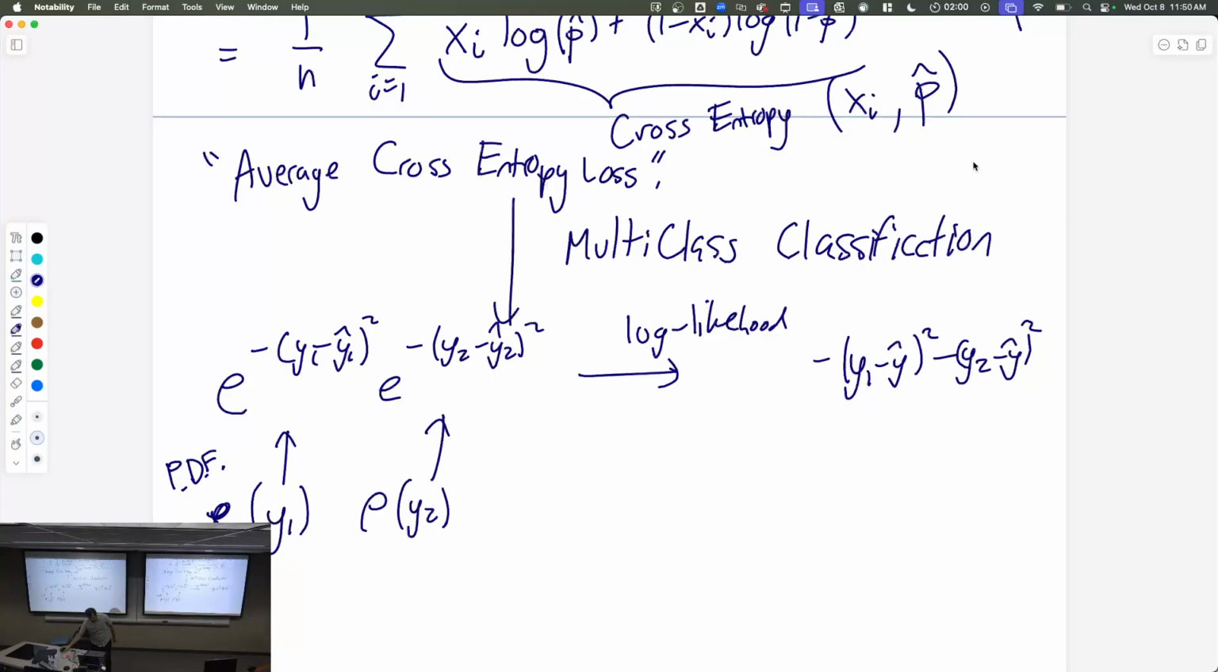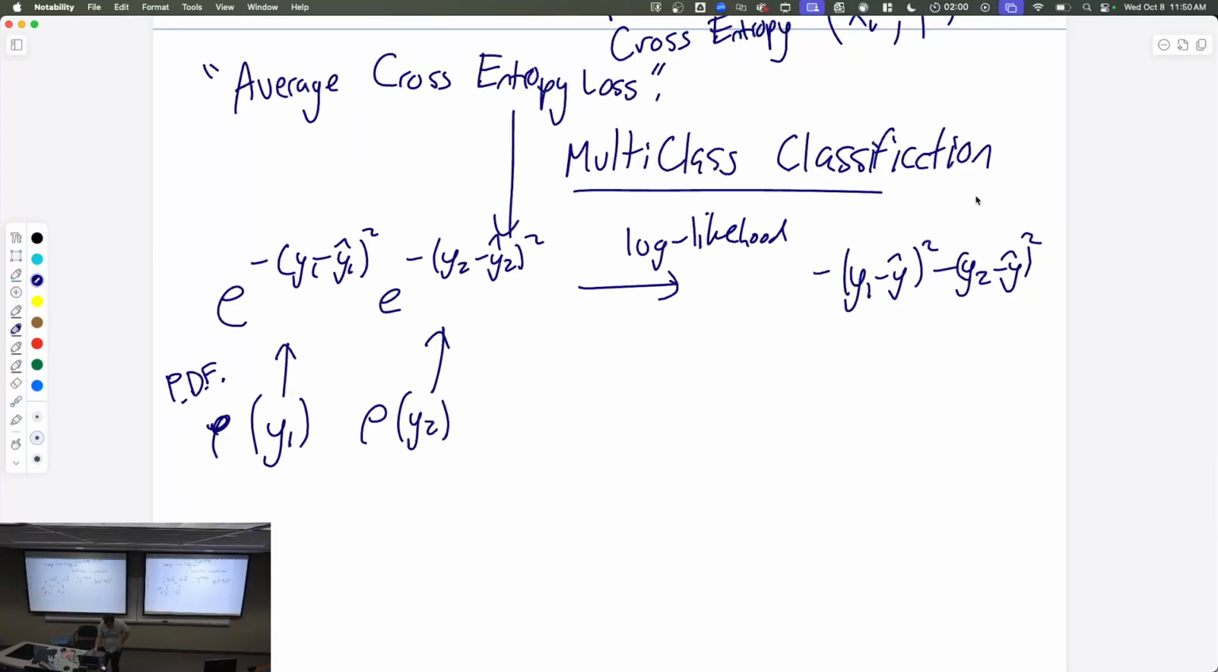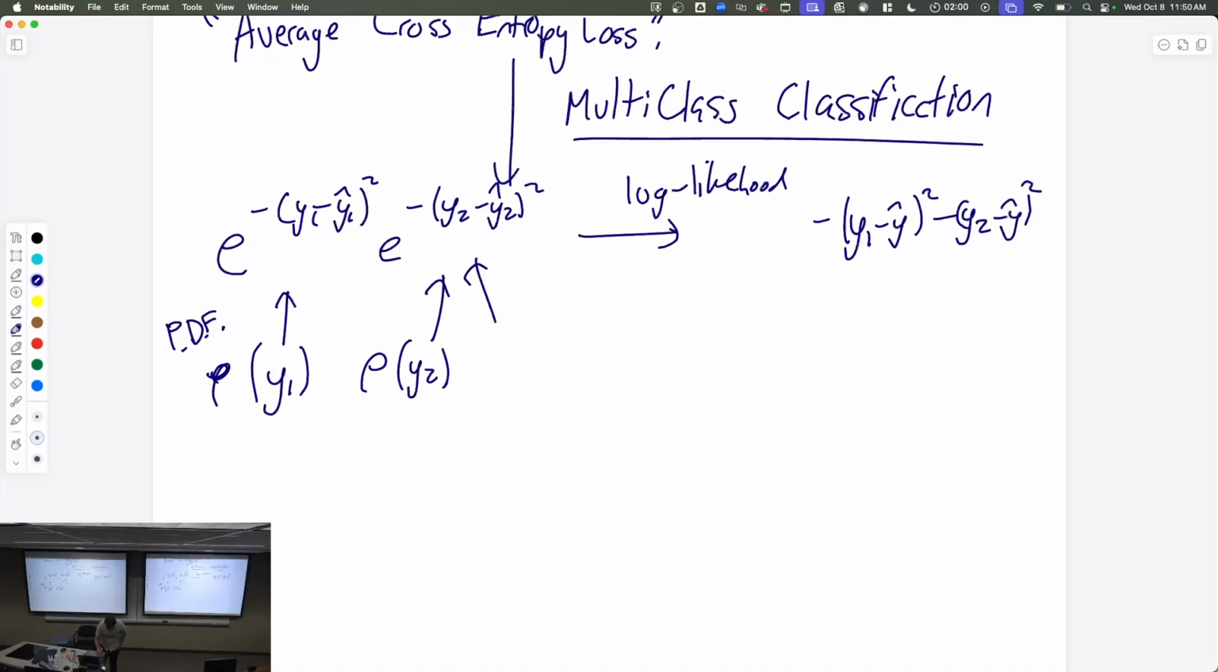Unfortunately for us, we are not in this situation. So in multi-class classification, it is not like this. We have probabilities, and the probabilities depend on things with powers. Those are the probabilities for classes are different.